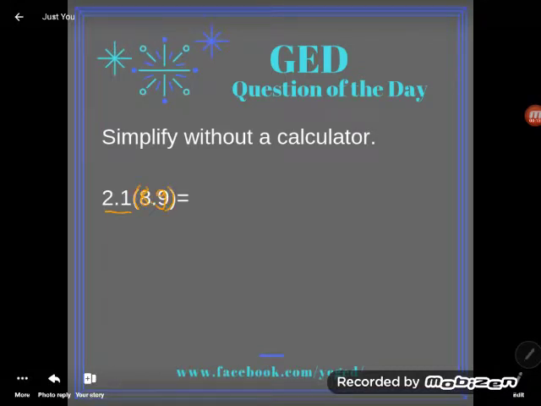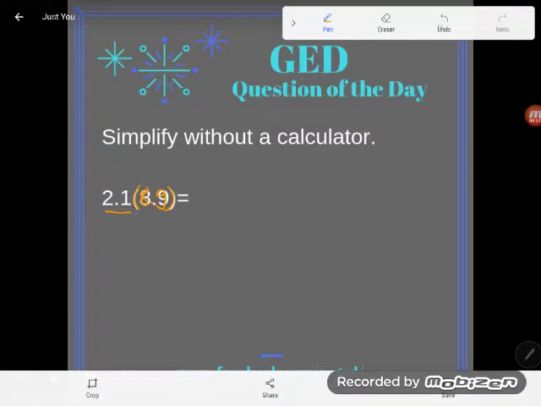8.9, if that showed up on your GED, it would definitely be without a calculator. It would be in those first 5 problems of the GED where you don't have a calculator. And simplify just means perform the indicated operation, basically obey the symbols. These symbols tell me to multiply, and so that's what I'm going to do. So let's come over here to do it in some side work.